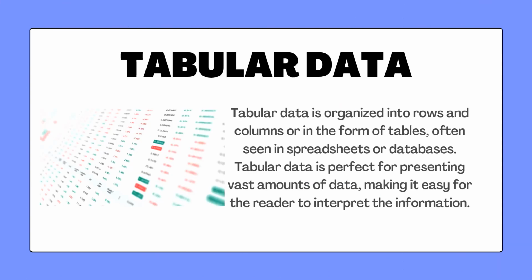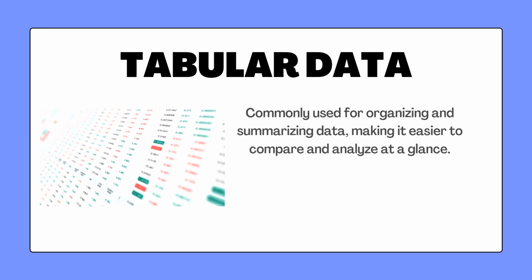Next is tabular presentation. Tabular data is organized into rows and columns or in the form of tables, often seen in spreadsheets or databases. Tabular data is perfect for presenting vast amounts of data, making it easy for the reader to interpret the information. It's self-explanatory, with segments that depict what the data wants to convey. This form is commonly used for organizing and summarizing data, making it easier to compare and analyze at a glance. The raw data is neatly arranged for easy reference and comparison.